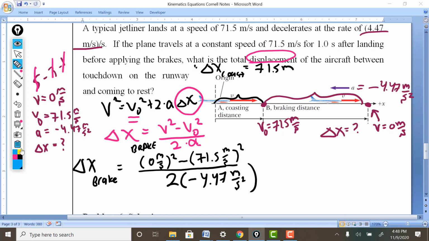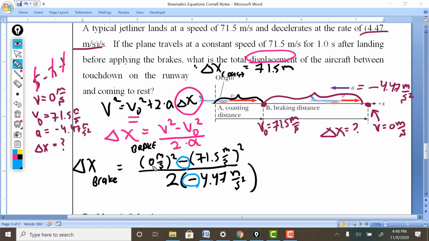Because here's what's going to happen. This is going to be a negative, and up here you have a negative, and the two negatives will cancel out at the end in the calculator, and it's going to give you a positive answer. This is displacement. Displacement needs to be positive. It's not a vector. It's a scalar. It's just a number. It's an absolute value. So there are no negative displacements.